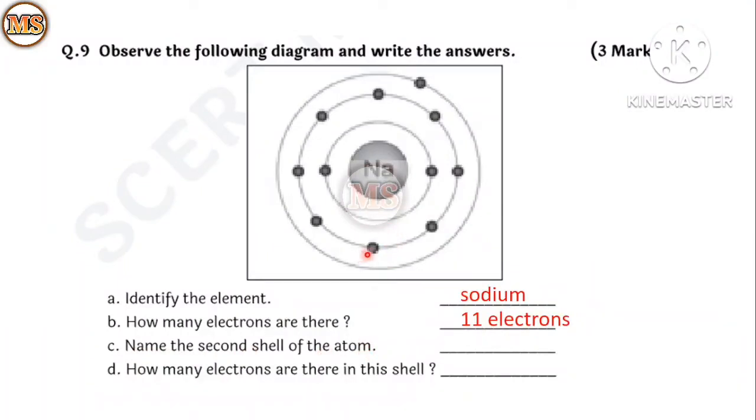Then C, name the second shell of the atom. Second shell, it is labeled as the L shell. Okay, second shell, it is called L. Then D, how many electrons are there in this shell? So the number of electrons in this L shell, that is 8 electrons.